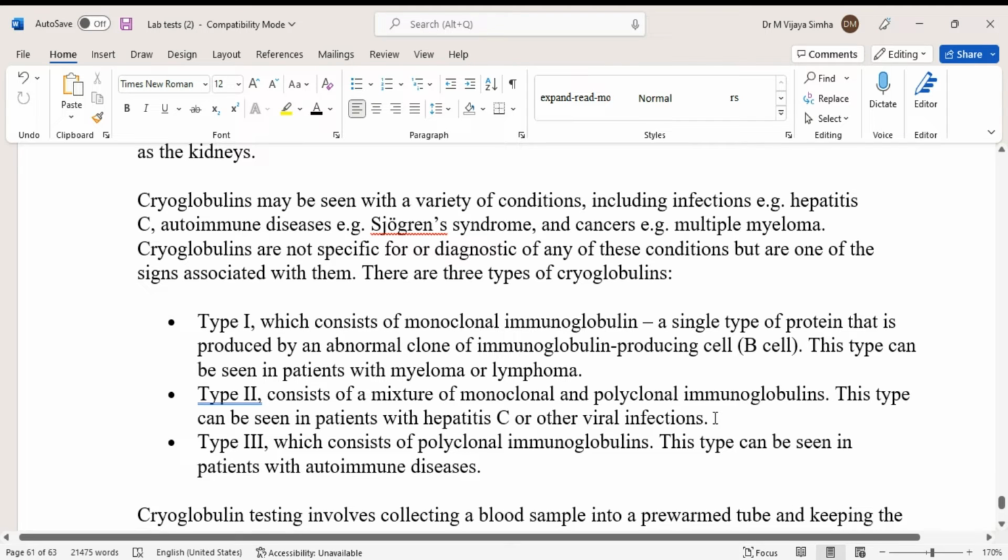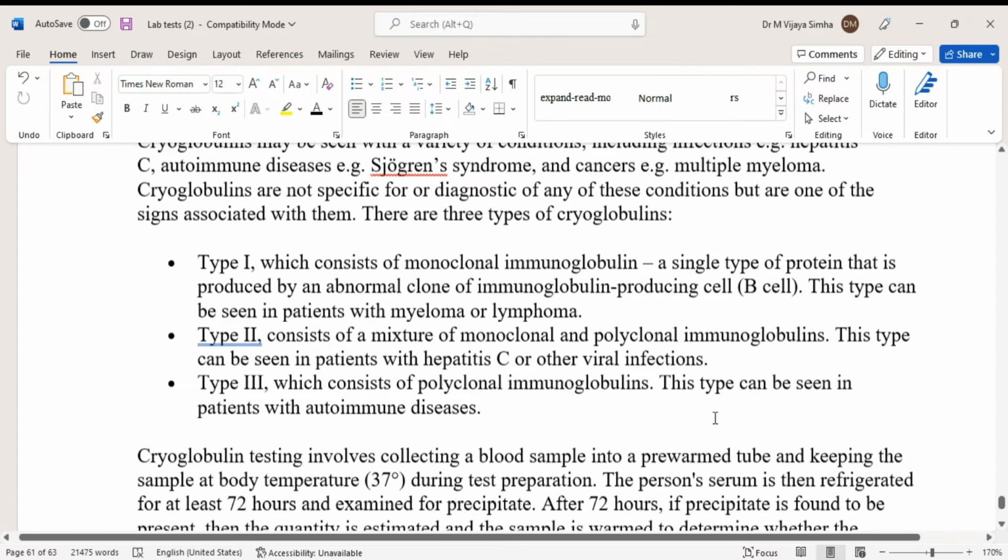Cryoglobulins may be seen with a variety of conditions, including infection, for example hepatitis C, autoimmune disease, Sjogren syndrome, and cancers, for example multiple myeloma. Cryoglobulins are not specific for or diagnostic of any of these conditions, but are one of the signs associated with them. There are three types of cryoglobulins.